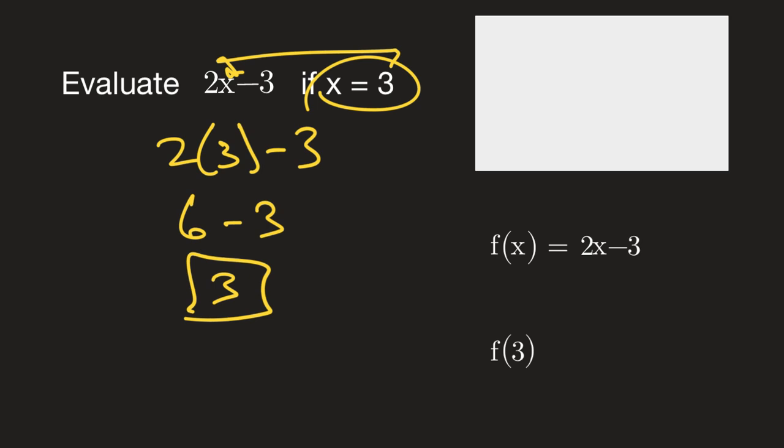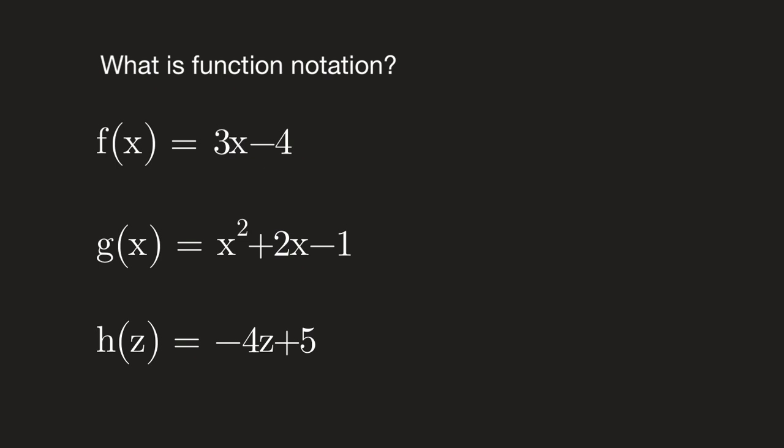So, with that said, what is function notation? Okay? Well, function notation is those letters in parentheses you see there on the side. Now, these letters, F, G, and H, that's the name of the function. They're giving it a name. That's the F function. That's the G function. That is the H function.